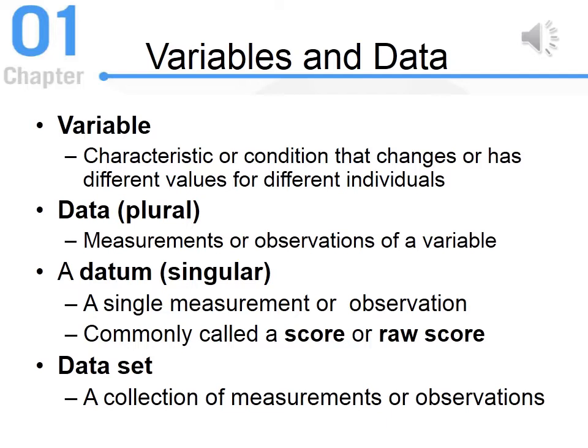Data is a plural word. Nobody ever knows that, but it's in fact a plural of the word datum, also on the slide. A datum is a singular observation. It's one person's score on one variable. So it's often called a score or a raw score. If you have multiple observations or multiple data points, those then constitute the data set, or a collection of measurements or observations.